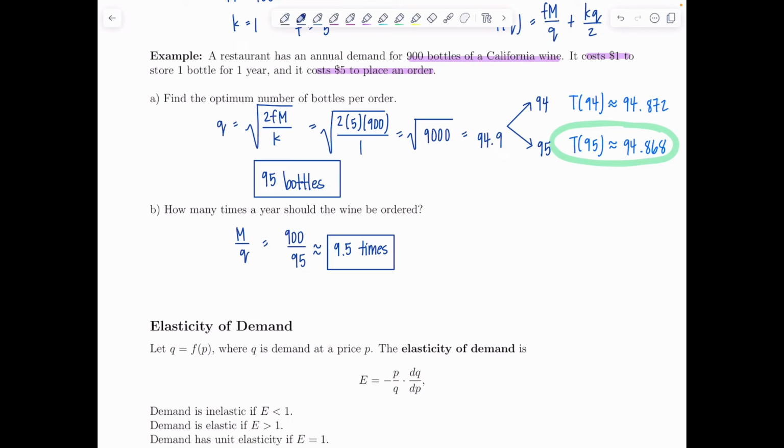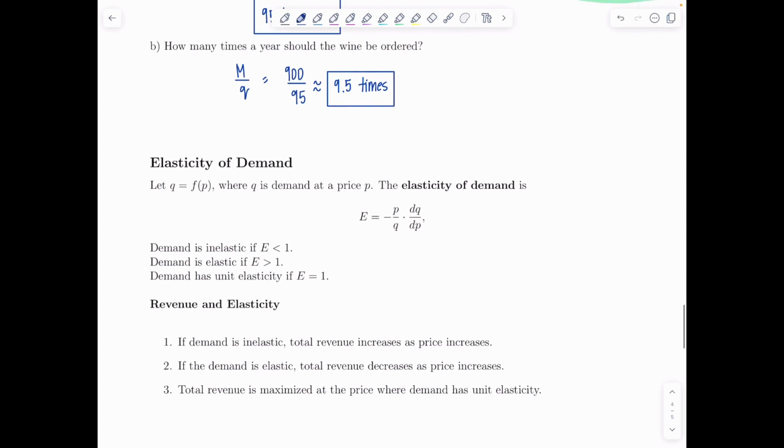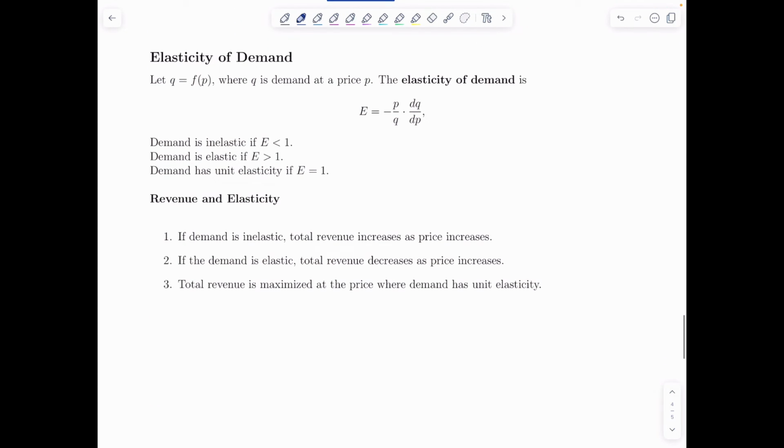Okay, last very big idea is elasticity of demand. So let Q be a function of P. So Q is demand at some price P. The elasticity of demand is given by the following. E equals negative P divided by Q times dQ dP. So elasticity of demand, E, is a function of P, of price.